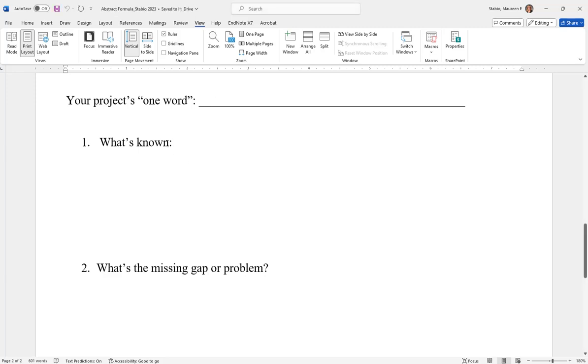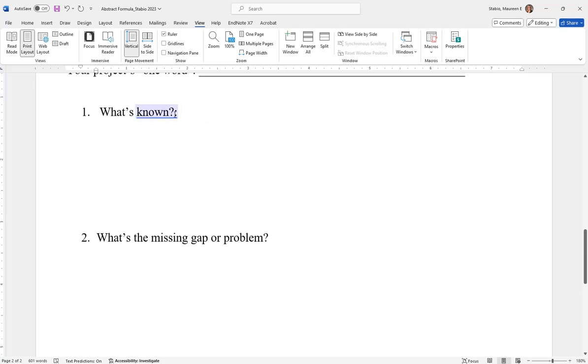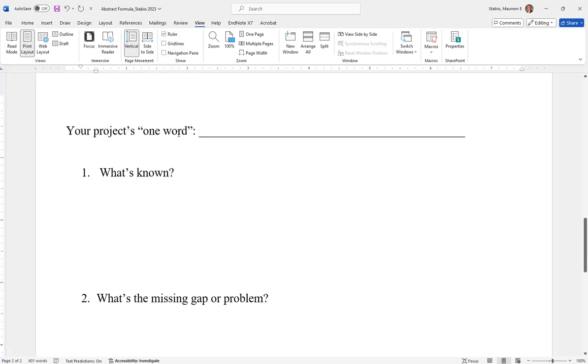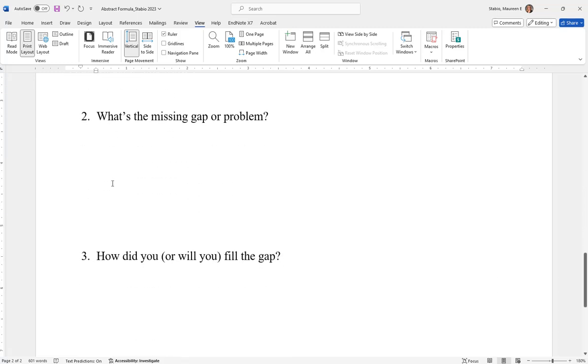Okay, you need to answer what's known, what's the missing gap or problem, and how did you, or in your case, because you're at the beginning of your capstone project, how did you or will you fill the gap? Okay, so please answer these questions, brainstorm this, and come prepared to share it in class for the next session.